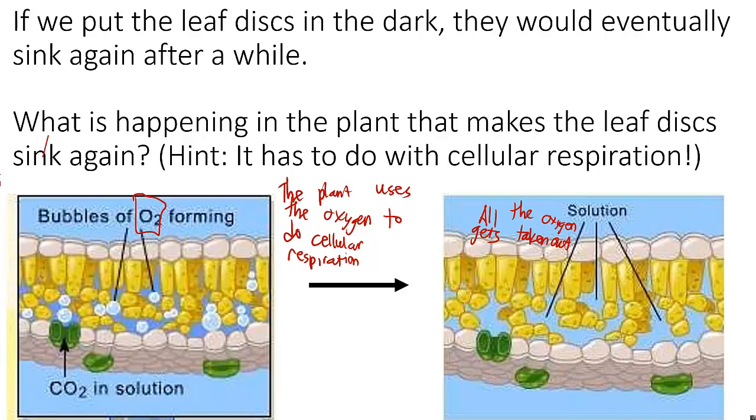Normally, we do so much photosynthesis that the leaf discs float, and they don't sink, even though cellular respiration is happening. But when we stop the photosynthesis, cellular respiration can catch up and use up all of the oxygen.